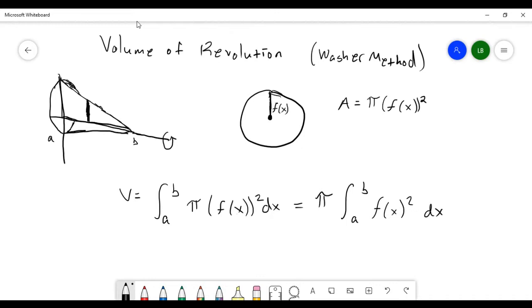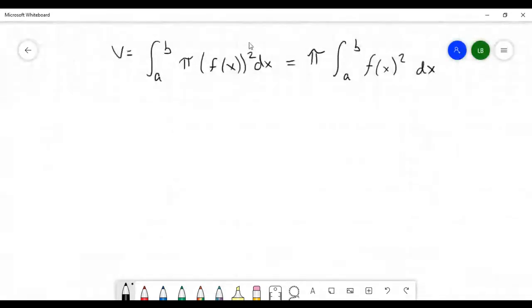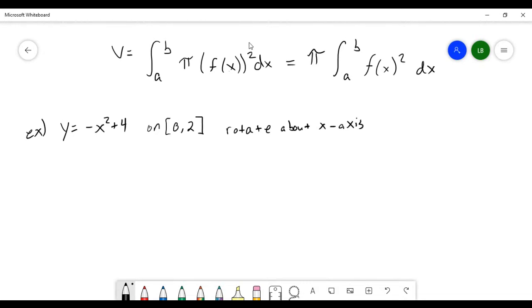So, for example, let's say someone had the shape y equals negative x squared plus 4, and you're looking specifically on the interval from 0 to 2, and you wanted to rotate it about the x-axis. Then, by our theorem, all we need to do is take the integral from 0 to positive 2, got our pi out front, and then we just square that. And that would give us the volume. So we'll go ahead and work that out.